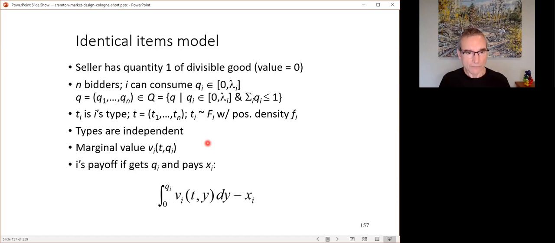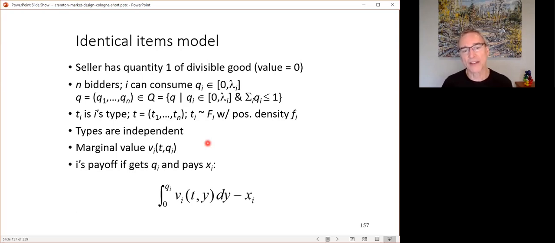So we don't have symmetry. We need to assume that the types are independent. But now here's the nice thing, the marginal value can be very general. So the marginal value can depend upon the full vector of types, everyone's private information, as it would in a common value model, where we're all estimating how much oil is under the ground, and so everybody's information is contributing to what the value is.